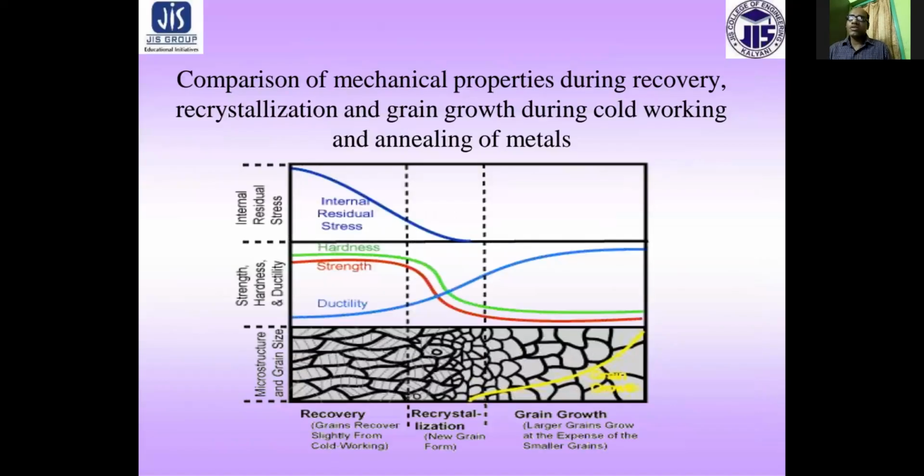Now, this is the comparison of mechanical properties during recovery, recrystallization, and grain growth during cold working and annealing of metal. As we will see, the strength, ductility, hardness, and residual stresses are given. The ductility increases with recrystallization and grain growth. The strength and hardness decrease over recrystallization and grain growth.